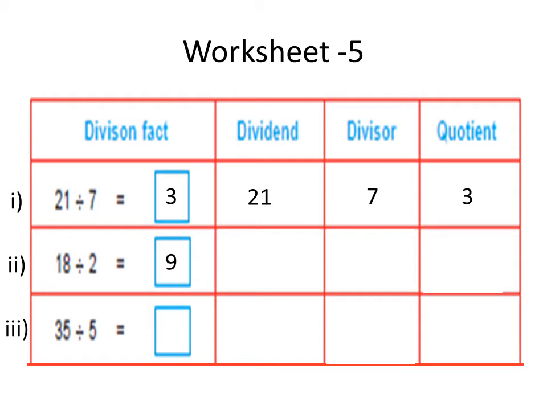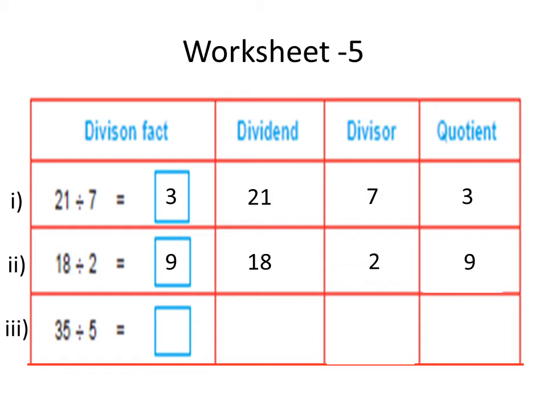So write 9 here. Now write dividend here, and what is dividend here? 18. Now write divisor, and what is divisor here? 2. So write 2 here. And what is the answer? 9. And quotient is the answer. So write 9 here. Now see next part, 35 divided by 5.